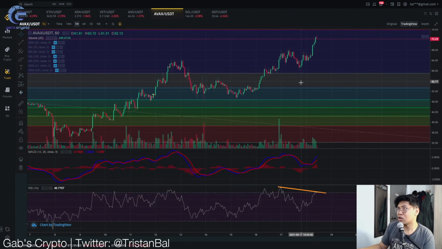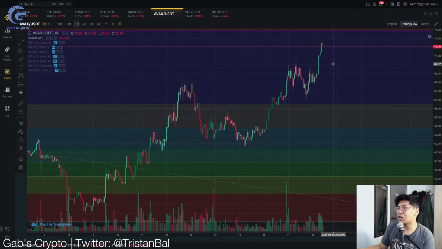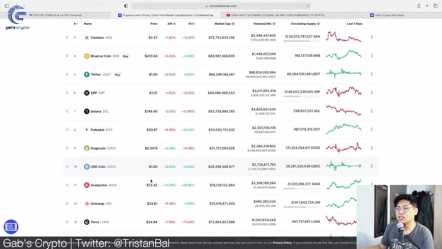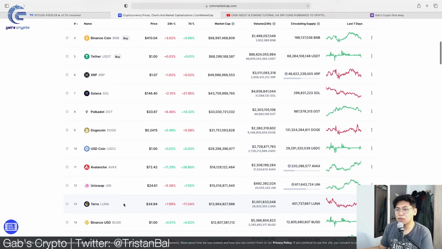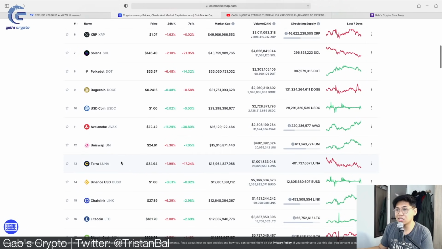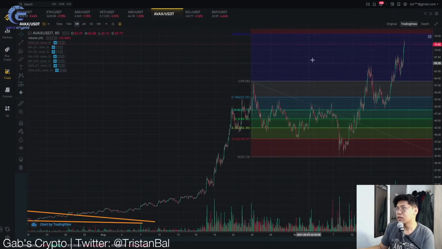Now, let's talk about AVAX, because AVAX or Avalanche is actually looking pretty good right now. And if we look at AVAX, it actually ranks higher now than Uniswap. It actually ranks higher than Chainlink, Litecoin, LCC. So yeah, I think Avalanche is looking pretty good right now. So yeah, let's discuss its buying orders because of course I think this would be a very good move.